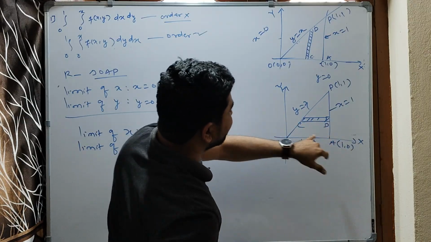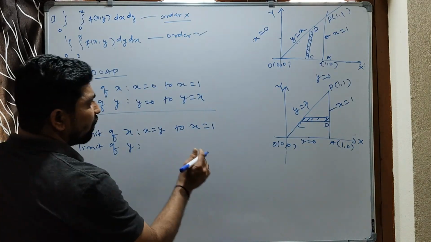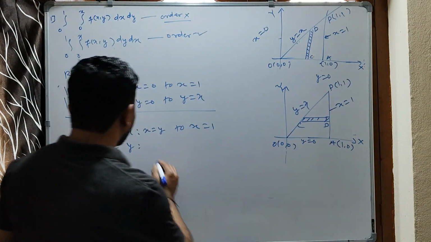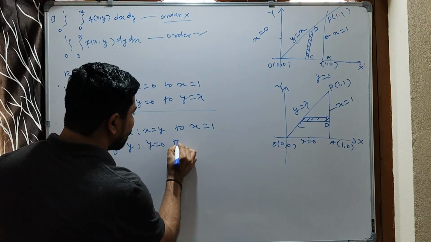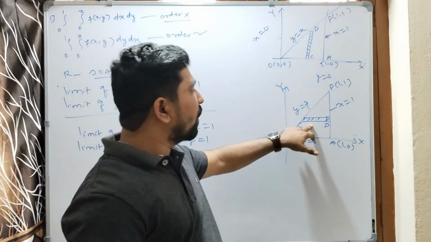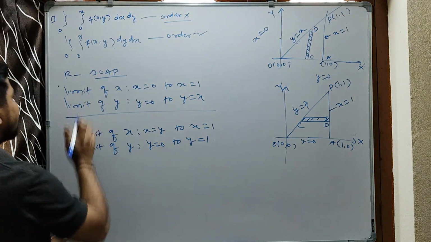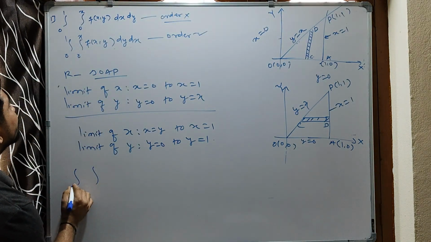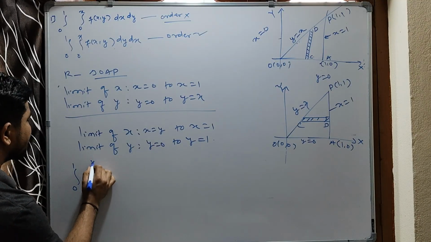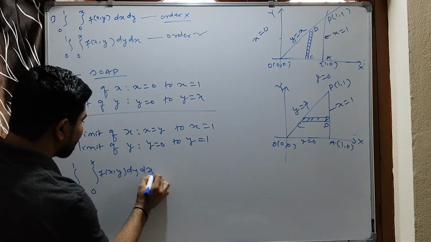Along the x axis, x equal to y to x equal to 1, and along the y axis, y equal to 0 to y equal to 1. These are the limits with respect to the horizontal strip CD, which is parallel to the x axis. Therefore, before changing the order, the double integration is 0 to 1, 0 to x, f of x comma y, dy dx, the correct form.